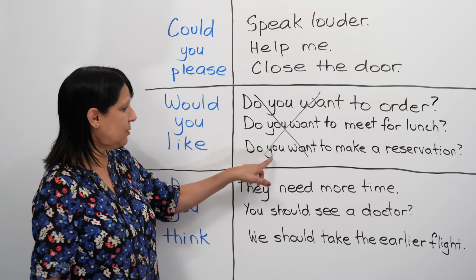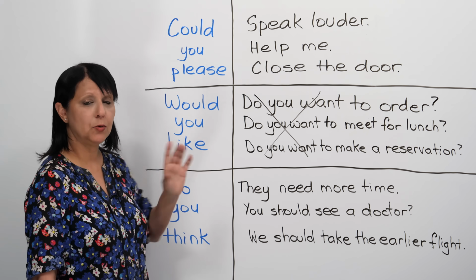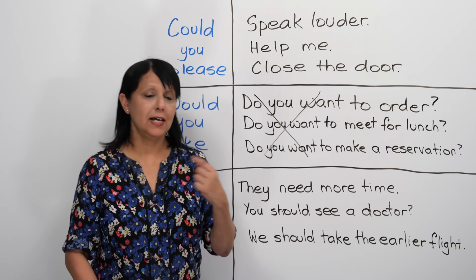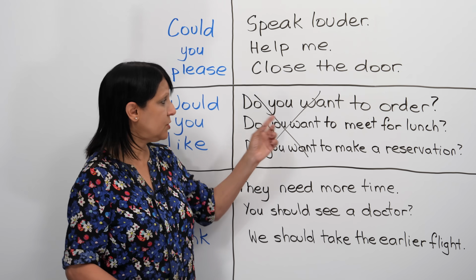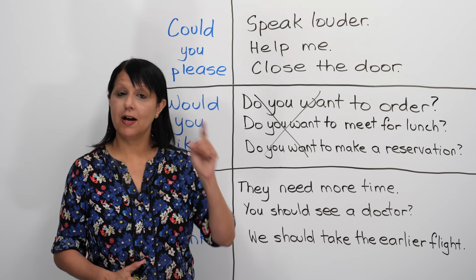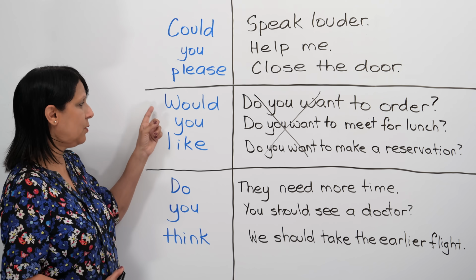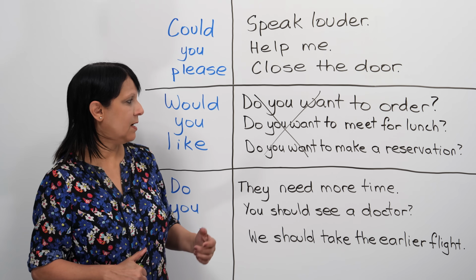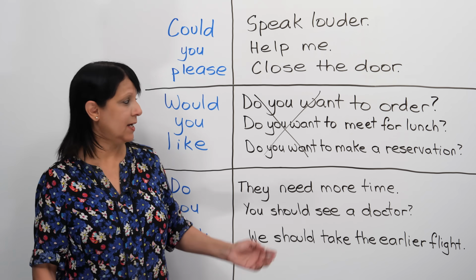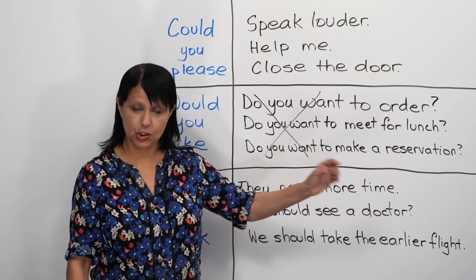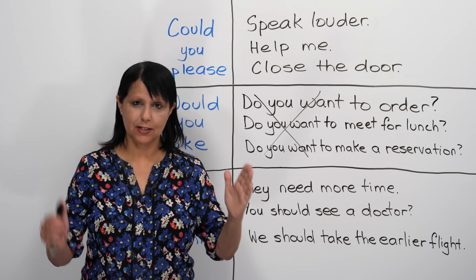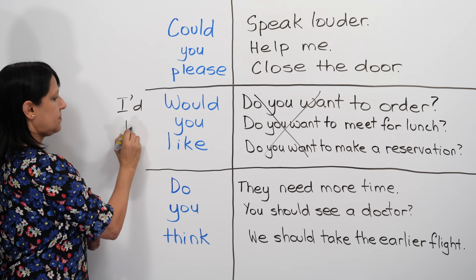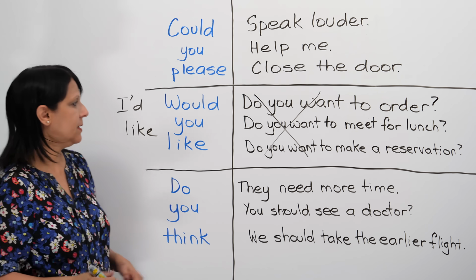Okay. Oh, one thing I want to mention here. Just like here, we have the question, right? Would you like? The same way, if you're saying a sentence, anytime you might want to say, I want to order. What could you say instead of I want? You can say, I would like. I'd like to order. Instead of saying, I want to meet for lunch, you could say, I would like to meet for lunch. Or instead of saying, I would like, you can contract it and say, I'd like. Okay? So let's try that.